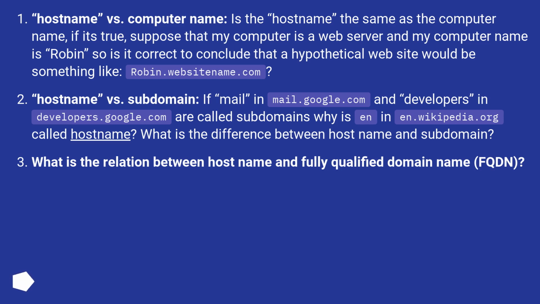Hostname versus subdomain. If mail in mail.google.com and developers in developers.google.com are called subdomains, why is en.wikipedia.org called a hostname? What is the difference between hostname and subdomain? What is the relation between hostname and fully qualified domain name, FQDN?